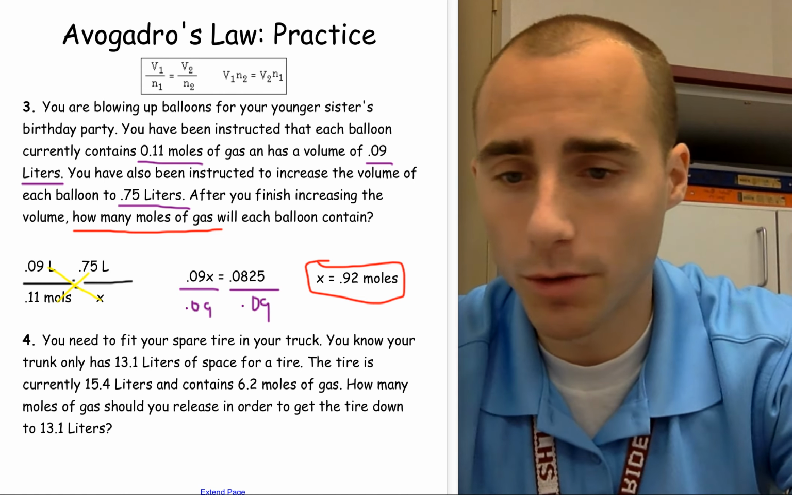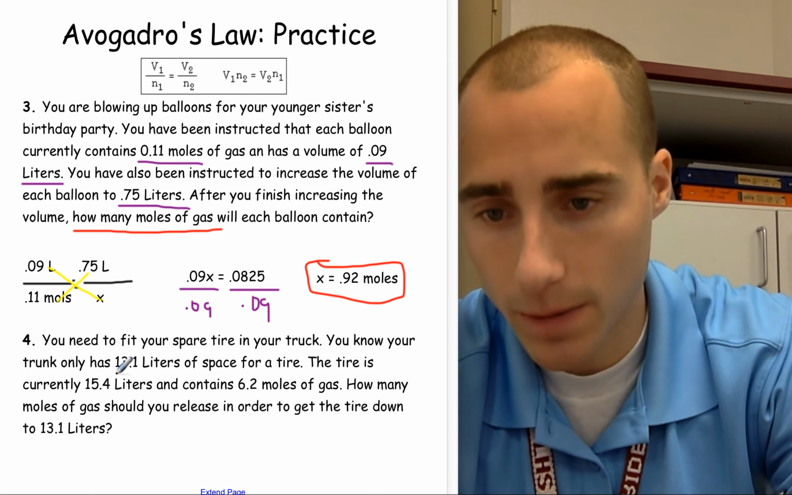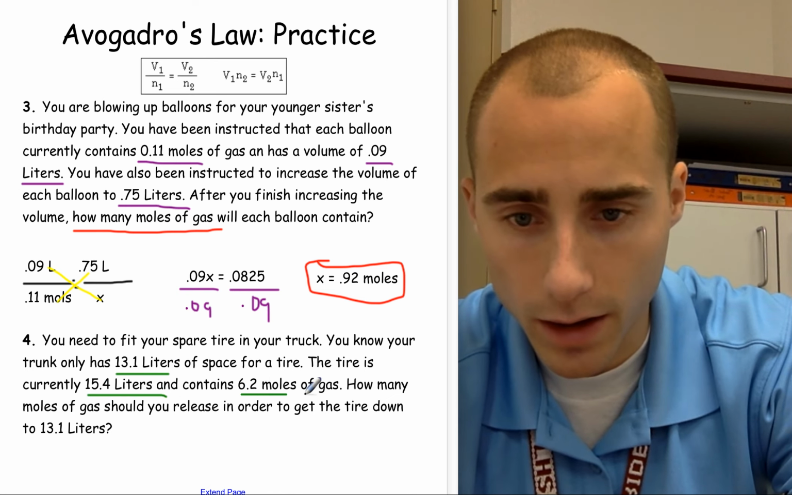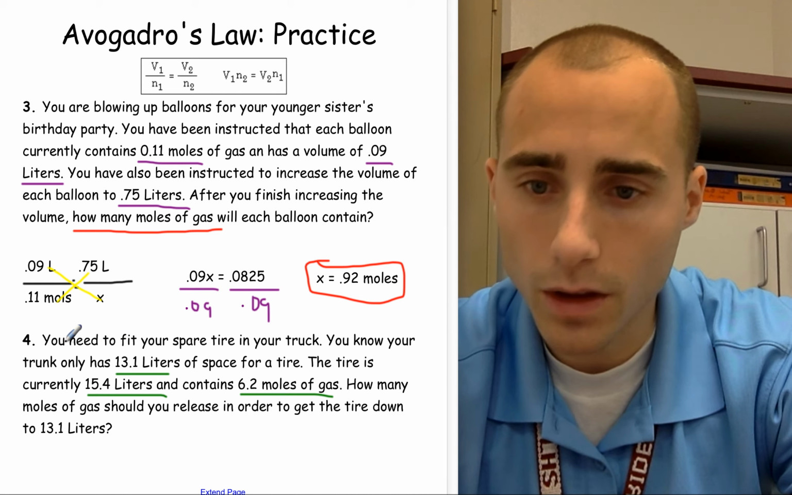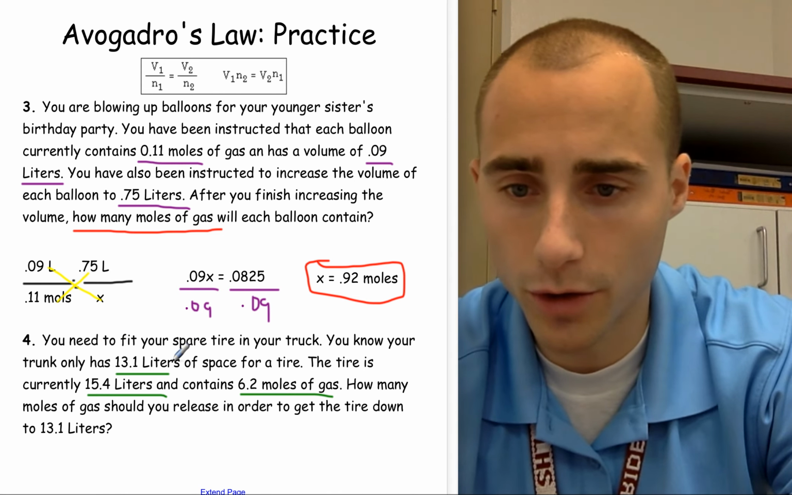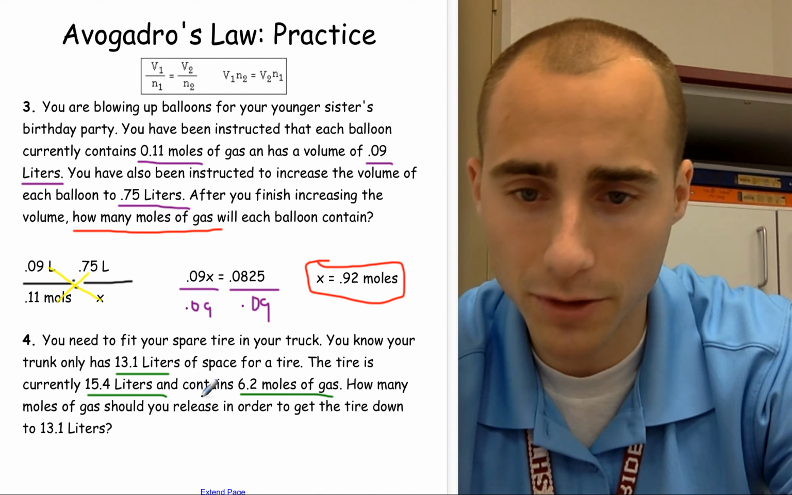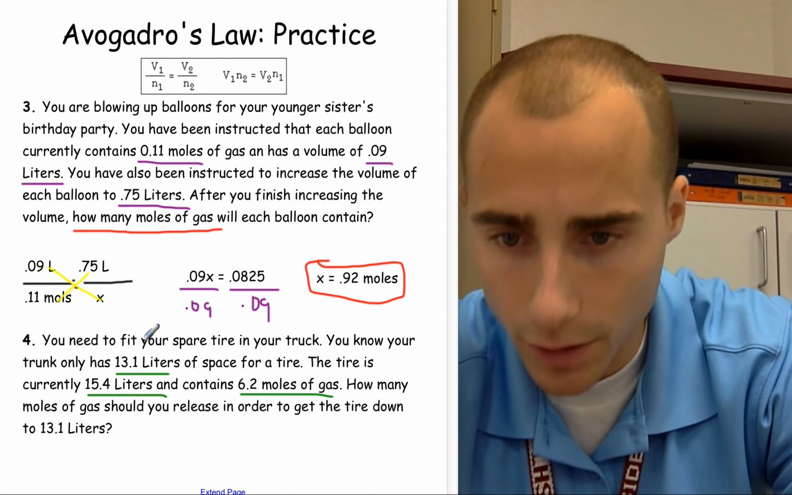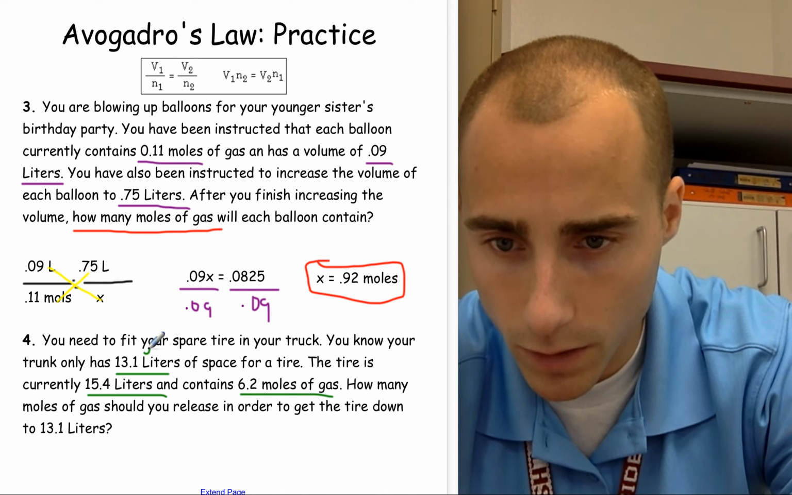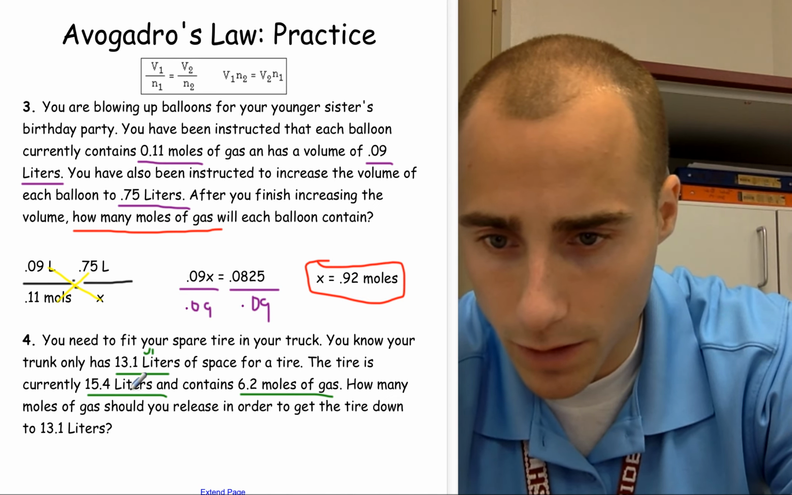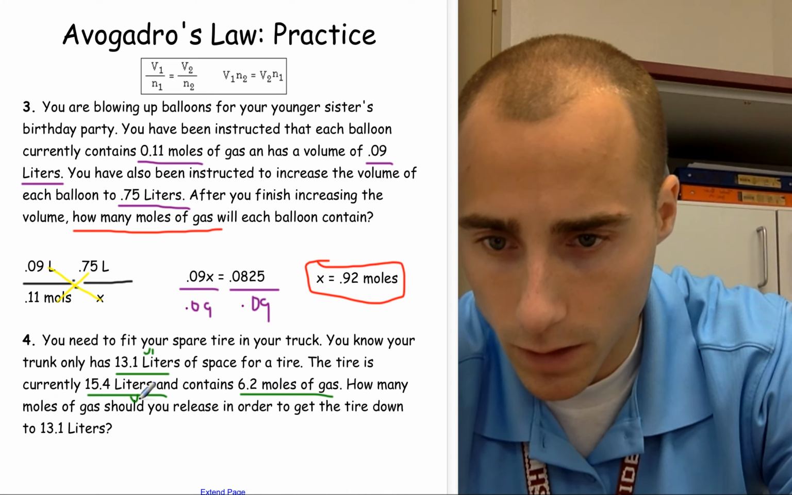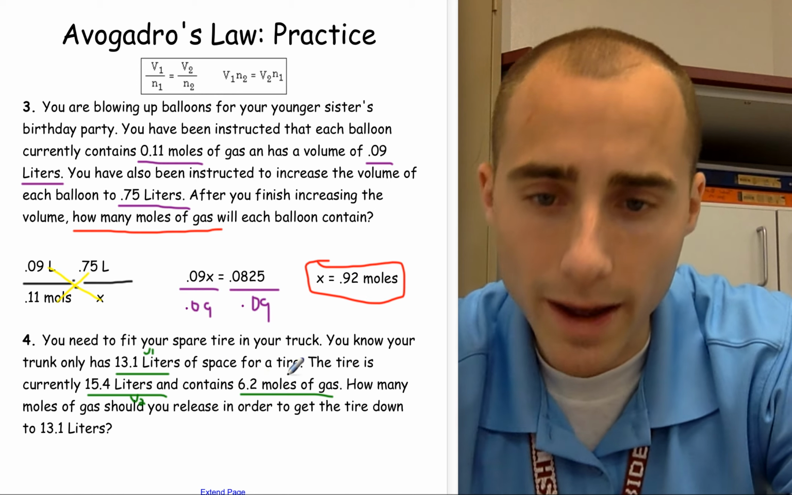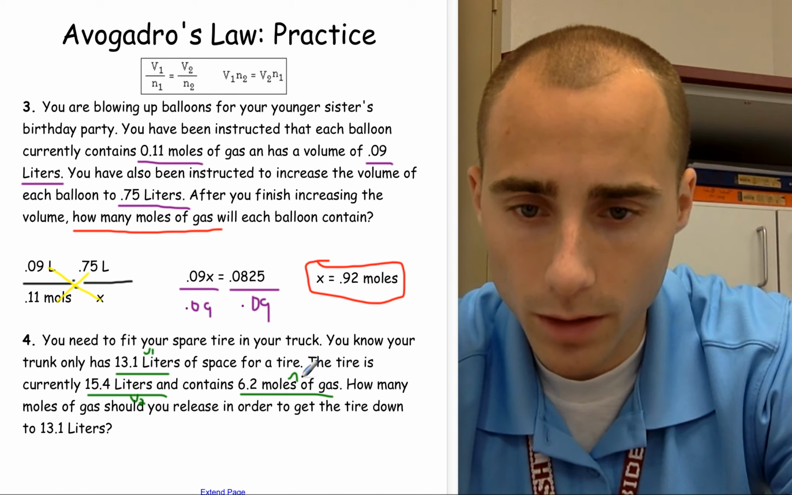Again, I know it's getting repetitive, but just keep doing the same thing. Identify, identify, identify. So, you need to fit your spare tire into your truck. You know your truck only has 13.1 liters of space. The tire is currently 15.4 liters. So this here is our V1, and this here is our V2. And it contains 6.2 moles of gas. So moles, that is our N1.